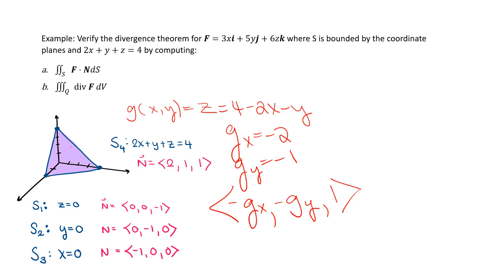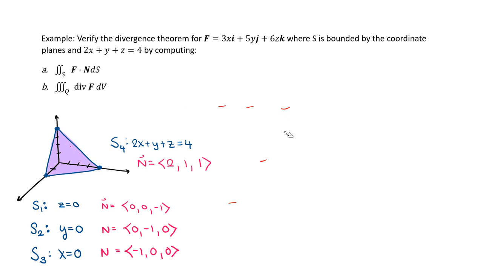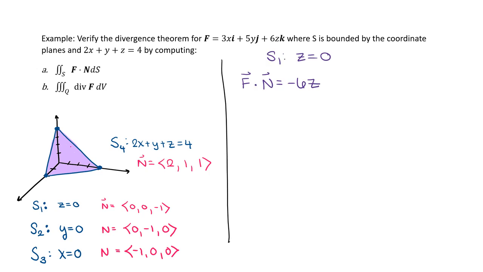Oh, and that does give me positive 2, positive 1, comma 1. All right, I'm going to erase all this. Kind of messy. All right, so I have got 4 surface integrals I'm going to have to compute. Fortunately, I think some of these are going to be faster than the others. So we'll do one at a time.